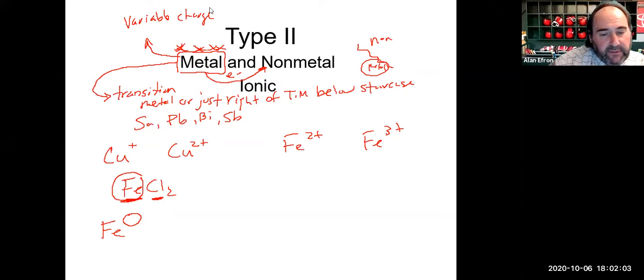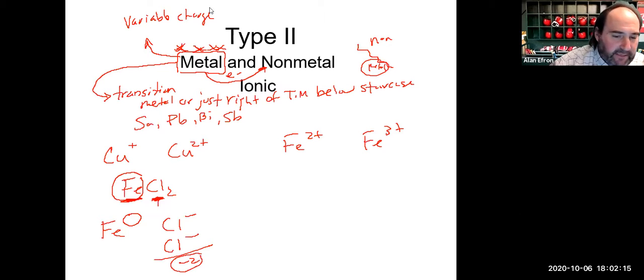The good news is we do know that the non-metal here is group 7, and it has a minus 1 charge, and there's two of them. If I just draw it all out there, that means that I have a negative 2 happening here for our chlorine. And that means to balance it out, because it's still an ionic compound, our iron needs to have a plus 2 charge to do that.